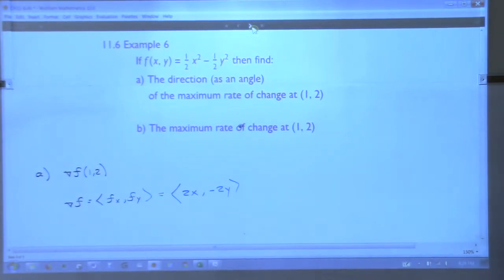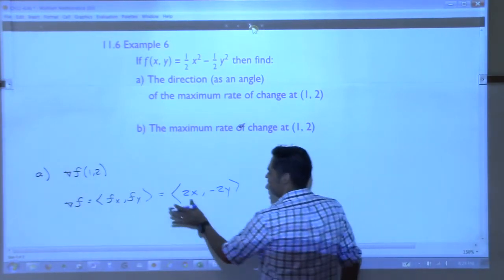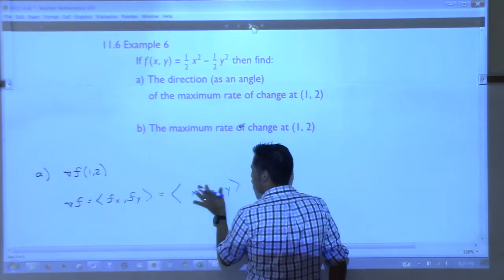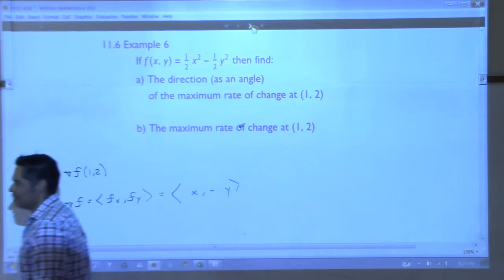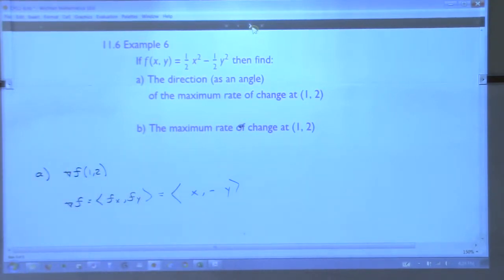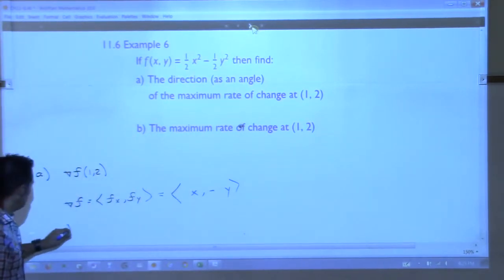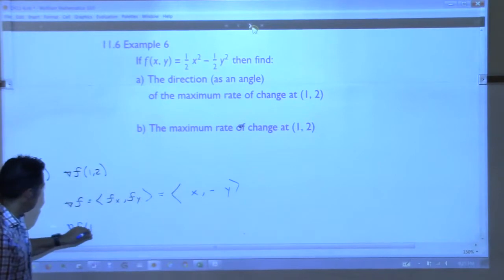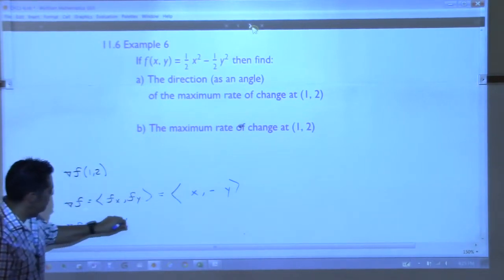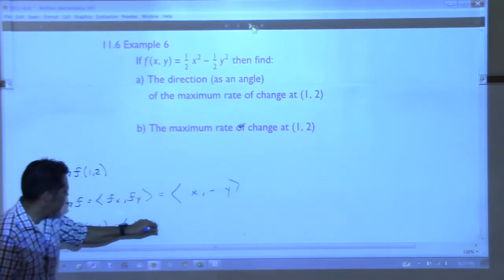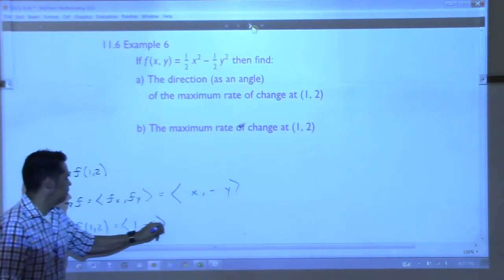Okay. Is it? Oh, it is x. Yeah, I'm sitting here saying it's easy. It is so easy, it's hard. So x, negative y, right? All right, so that's the gradient. Now we need it at 1, 2. So the gradient at 1, 2 is 1, negative 2.